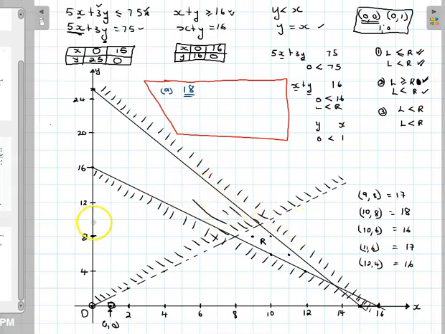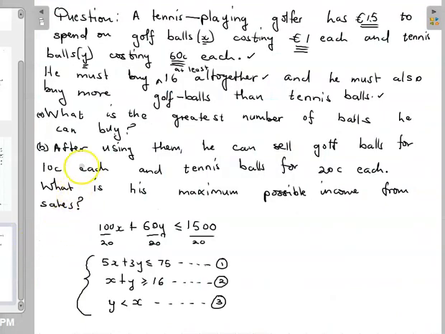And then part B now says what, let's go back to the question. We are very good on time. Right, it says after using the balls, he can sell golf balls for 10 cents and tennis balls for 20 cents each. So 10 cents each for golf balls, 20 cents each. What is his maximum possible income from sales?